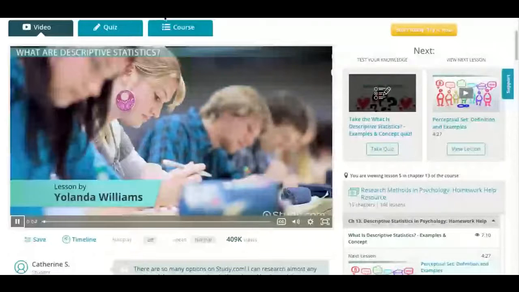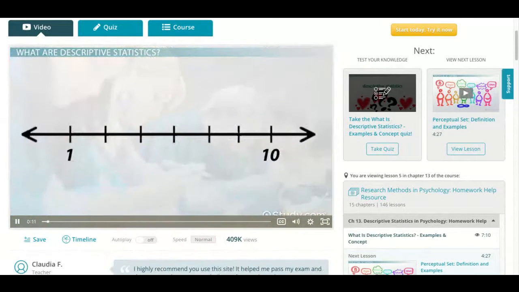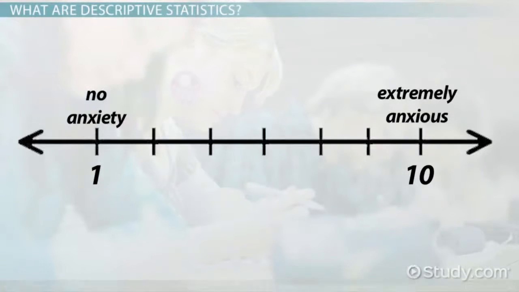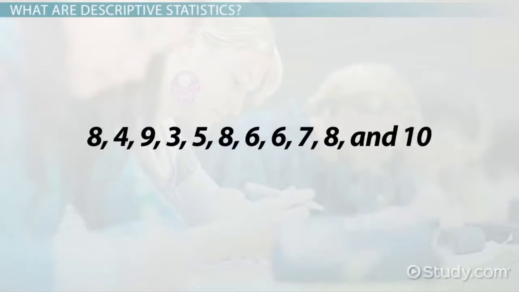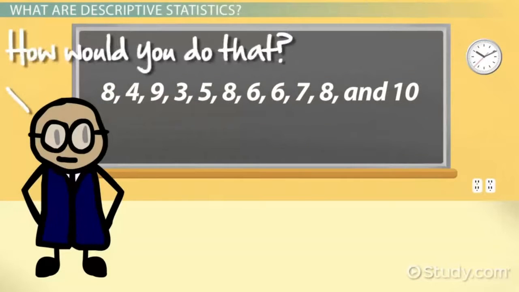Imagine that you are interested in measuring the level of anxiety of college students during finals week in one of your courses. You have 11 study participants rate their level of anxiety on a scale from 1 to 10, with 1 being no anxiety and 10 being extremely anxious. You collect the ratings and review them. The ratings are 8, 4, 9, 3, 5, 8, 6, 6, 7, 8, and 10. Your teacher asks you for a summary of your findings. How do you summarize this data?